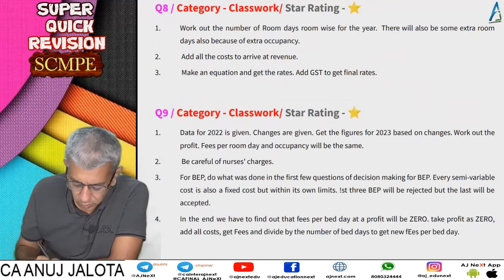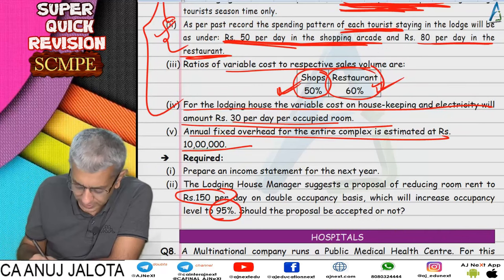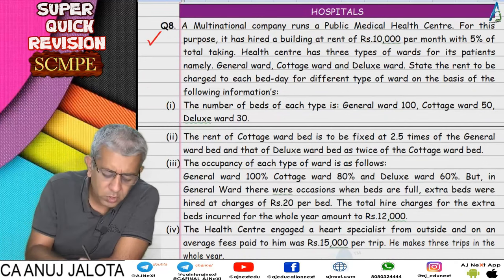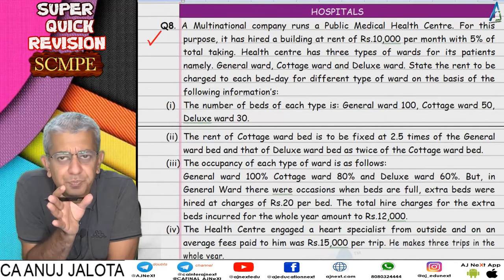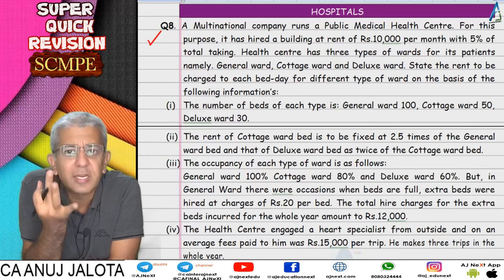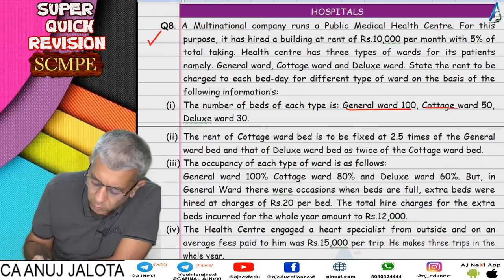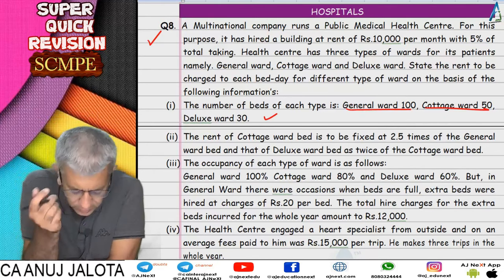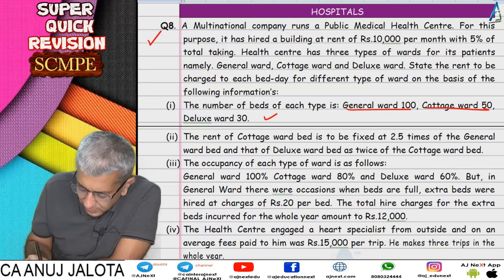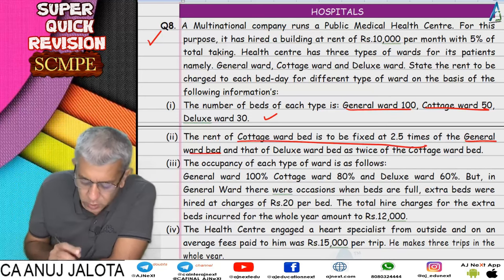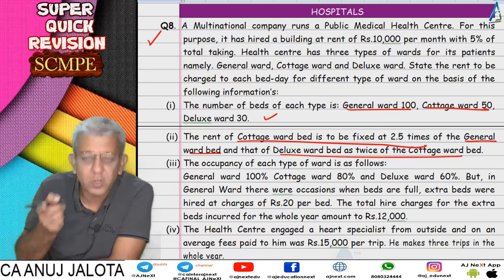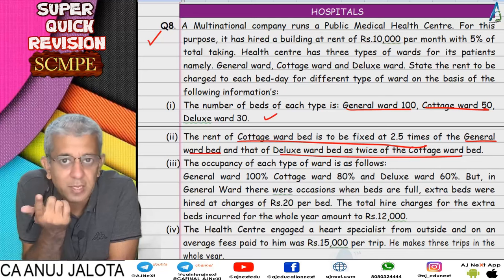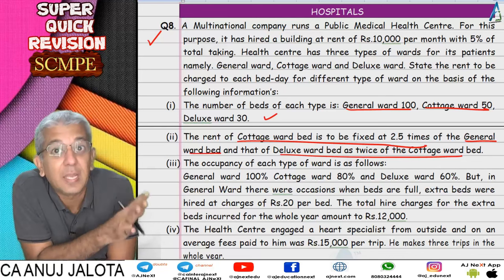That was your question number 7. Now your question number 8. Question number 8 was on a hotel. This hotel has a lot of cost and it has three types of wards: a general ward, a cottage ward, and a deluxe ward. Obviously, it is going to charge different rates for them. For the general ward, take it as X; for the cottage ward, it is 2.5X; for the deluxe ward, it will be twice the cottage ward bed, meaning 5X. So the three types of charges will be X, 2.5X and 5X per bed day.